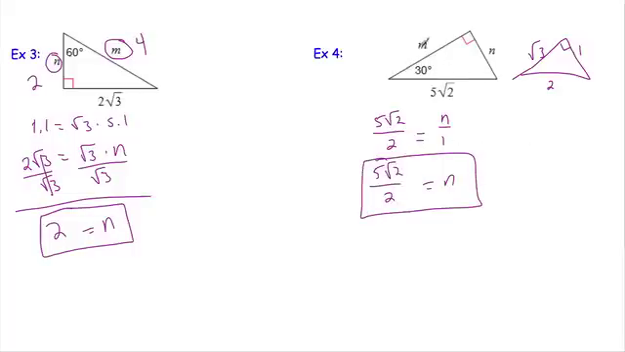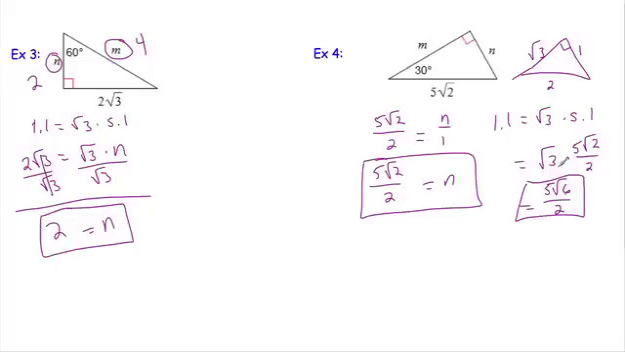So now we need to find our longer leg. Well, our longer leg, if you remember, is radical 3 times our shorter leg. So radical 3 times our shorter leg is 5 radical 2 over 2. So radical 3 times radical 2 is radical 6. So I have 5 radical 6 over 2. And that would be m. All right.